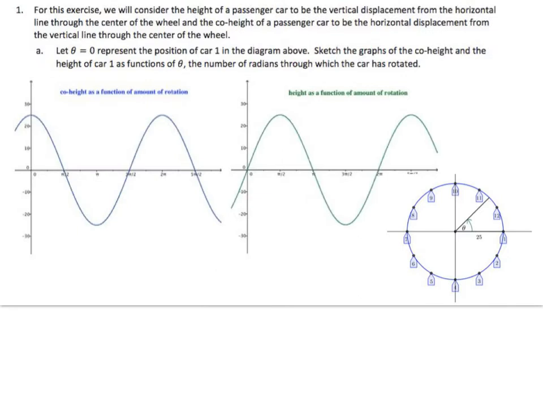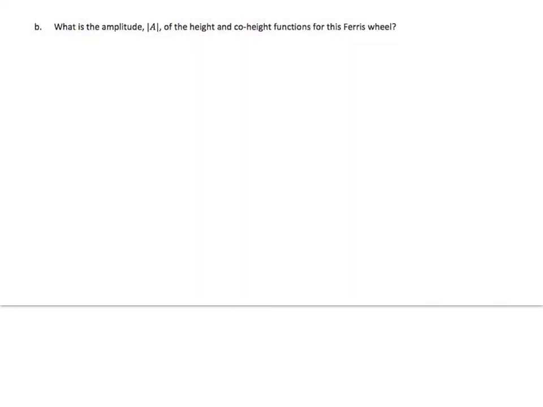Okay, I just recopied it. You see the book's answer here. It matches our answer. Yay! Let's move on. What is the amplitude of the height and co-height functions of the Ferris wheel? They're 25 for both.